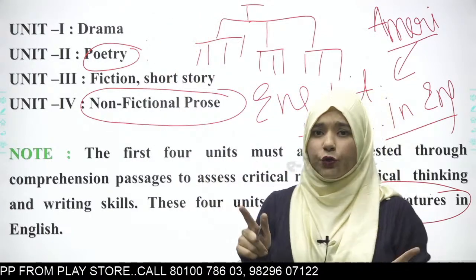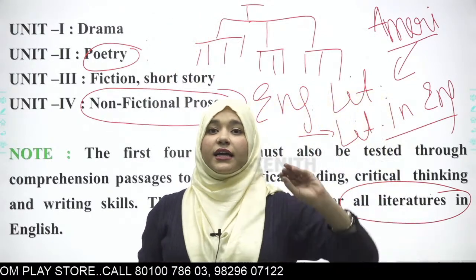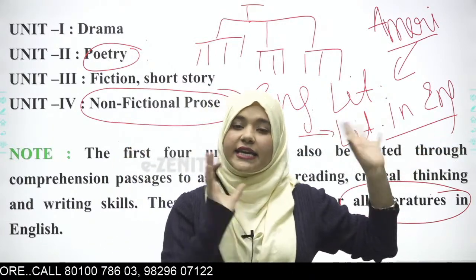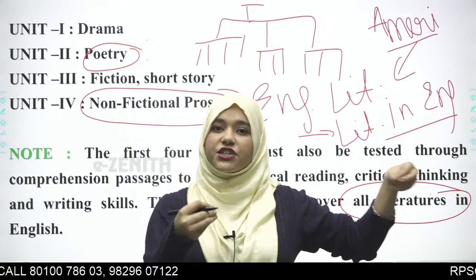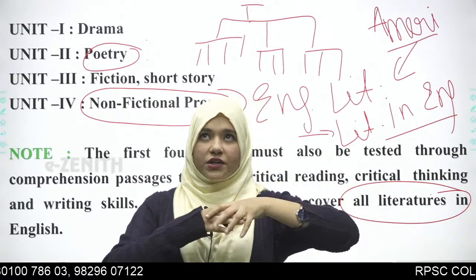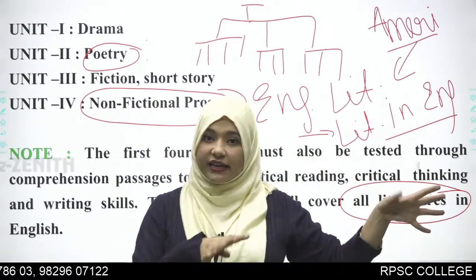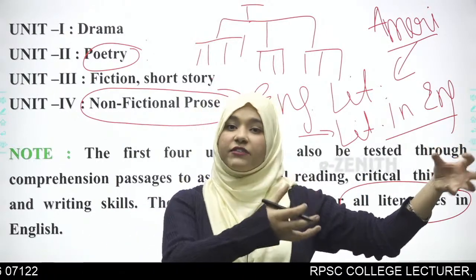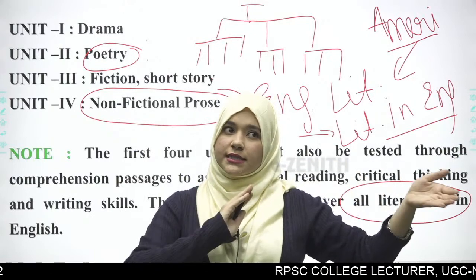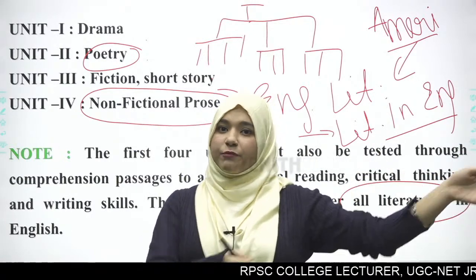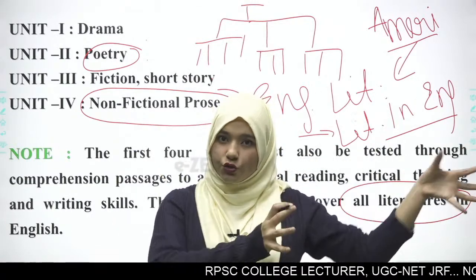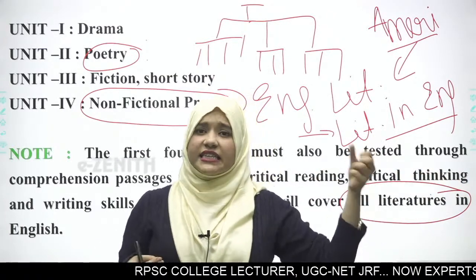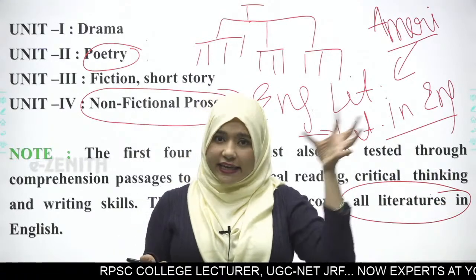So in these 4 units, you should have an idea of how English literature started in England. See, English was not the native language even of England. It started with the coming of the Angles and Saxons, who were Germanic tribes. In the 5th and 6th centuries they came from Germany and migrated to this island of England. It was an island at that time. These Angles, Saxons and Jutes came to England.